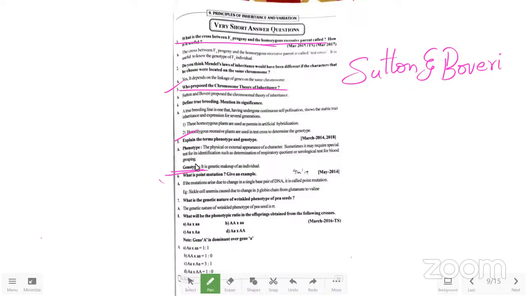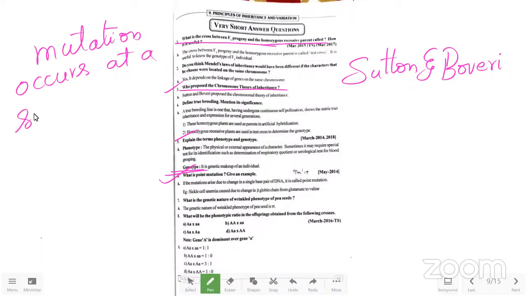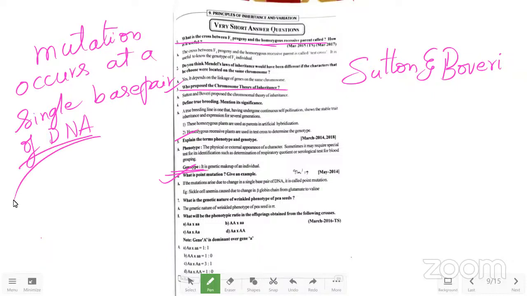Next one, what is point mutation? Give an example. Point mutation means when the mutation occurs at a single base pair of DNA, it is called point mutation. Mutation occurring at a single base pair of DNA is called point mutation.